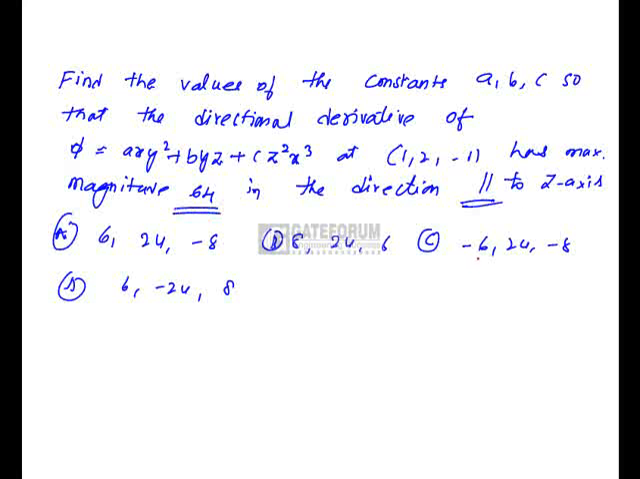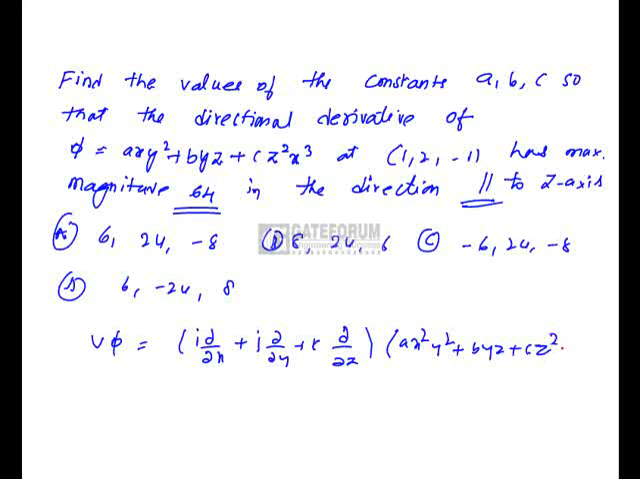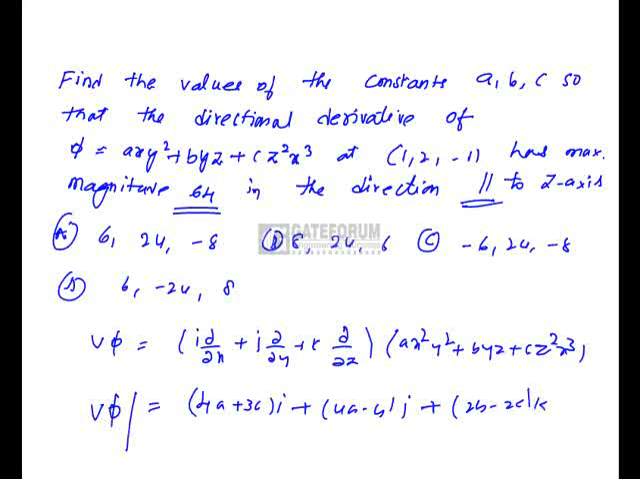The directional derivative of maximum magnitude of a function phi is given as 64, which is parallel to the z-axis, and you have to find the values of the constants a, b, and c. Now let us calculate del phi first. Del phi is nothing but i times dou by dou x plus j times dou by dou y plus k times dou by dou z of the function. The function is a x square y square plus b y z plus c z square x cube. It will be equal to 4a plus 3c times i plus 4a minus b times j plus 2b minus 2c times k at 1, 2, minus 1.